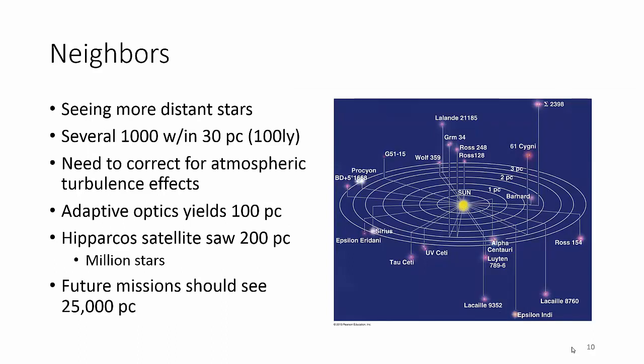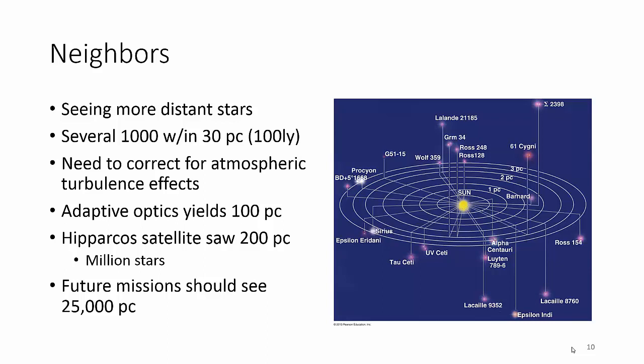There's actually several thousand within 30 parsecs, which is 100 light years away. We can actually see this far. Adaptive optics, if you remember that in chapter 3, I believe, it talks about how you can change the mirror, change the flow, use the laser, all that fun stuff. That's how we can see up to 100 parsecs away. That's just crazy, 100 parsecs away.